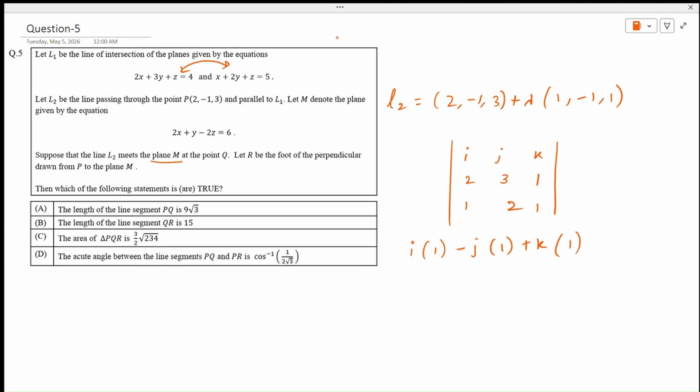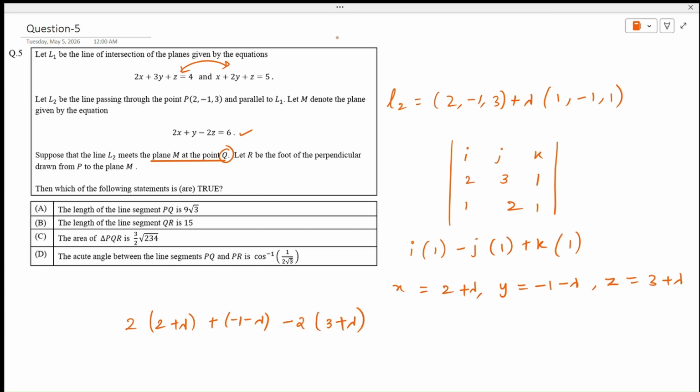And L2 meets plane M at Q. So we can get Q. How? From this equation, x is equal to 2 plus lambda, y is equal to minus 1 minus lambda, and z is equal to 3 plus lambda. And this point is satisfying M. So let us substitute in M. So 2 of 2 plus lambda plus minus 1 minus lambda and minus 2 of 3 plus lambda, which is equal to 6.